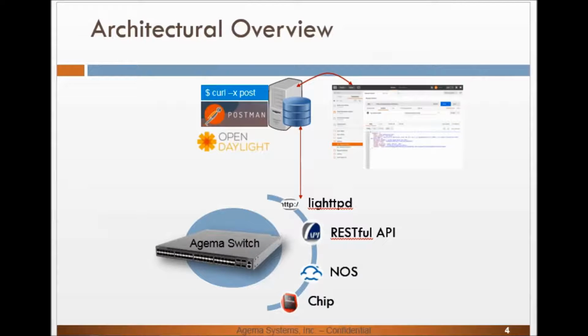So how it works is that on a switch you would have your network operating system, and the network operating system would have to support RESTful APIs, and you have to have HTTP. In my case, because I'm running ICOS 3.2x, Light TPD would be running on the box to allow interfaces via HTTP to send and receive RESTful commands.